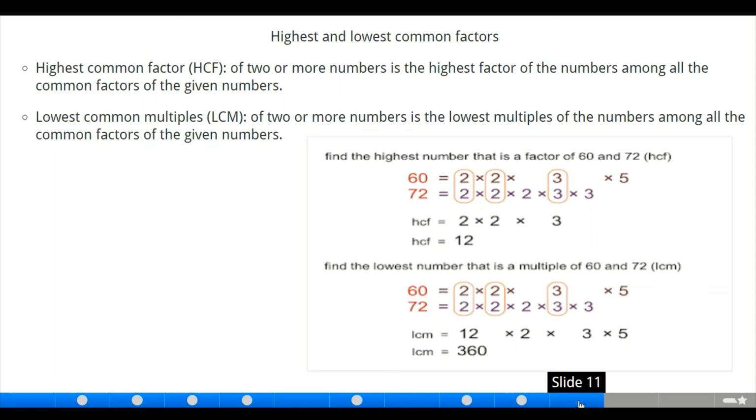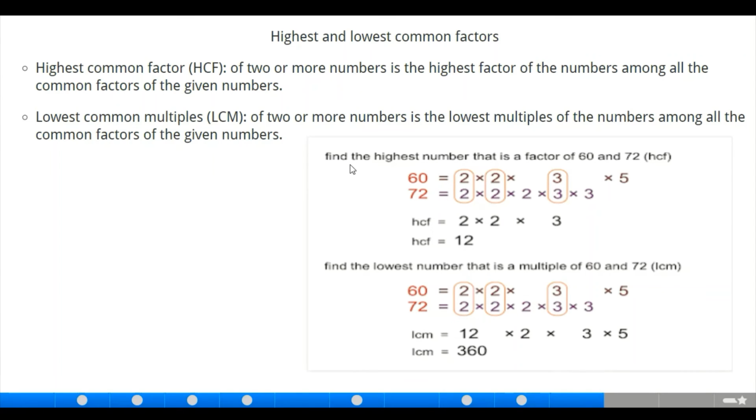Now, when you're talking about common multiples, when you have 2 numbers, the lowest common multiple of those numbers is what we call lowest common multiple. So when you have 2 or more numbers, you find the factors of the first number, find the factors of the second number. Now, the lowest common multiple between those numbers is what we call lowest common multiple, and we can easily refer to it as what? LCM.